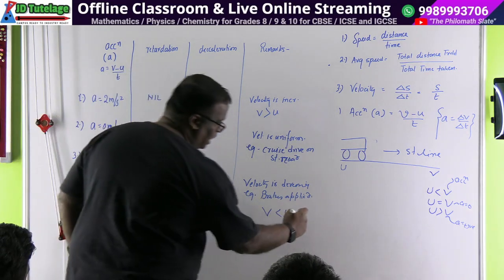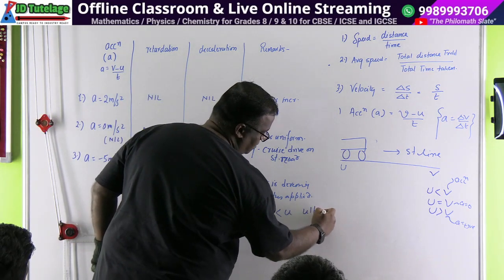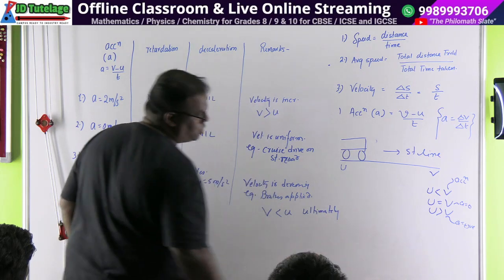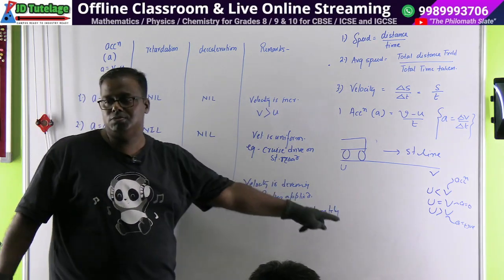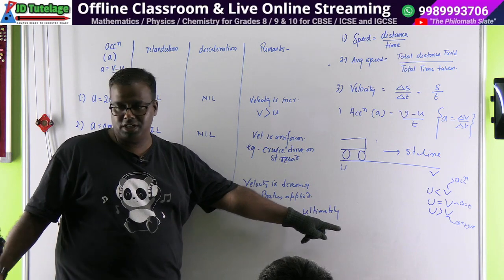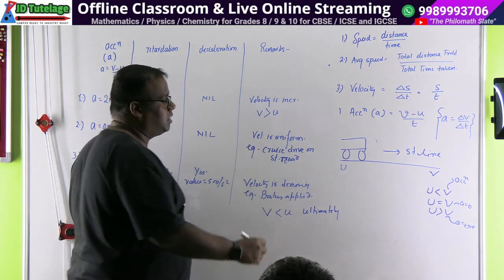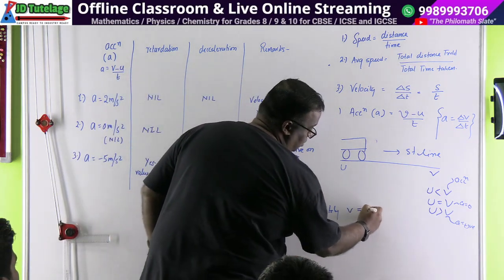Okay, ultimately, if business is going on making loss, one day you will come to break even. आपके पास और पैसा नहीं है अभी, ठीक है. Ultimately v will become 0.